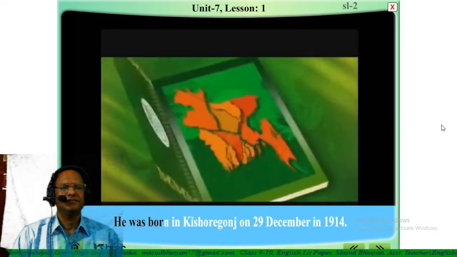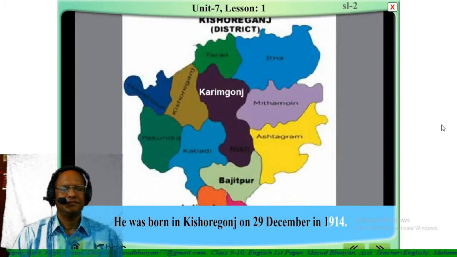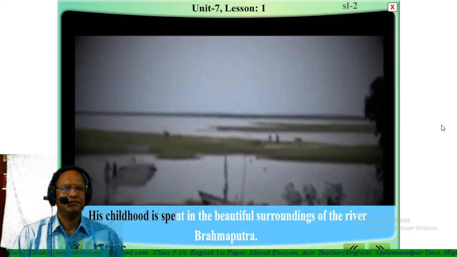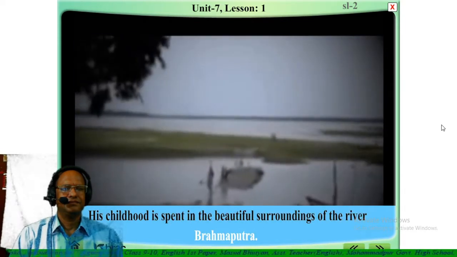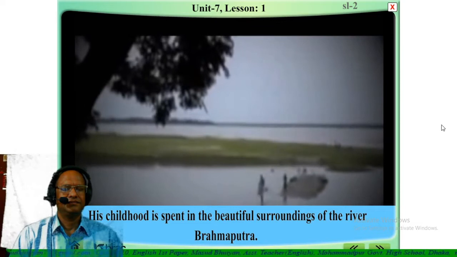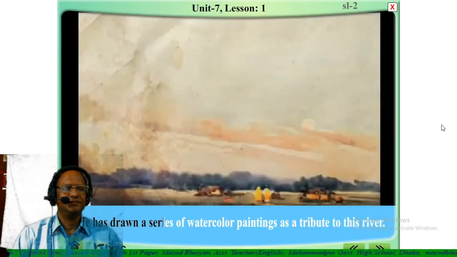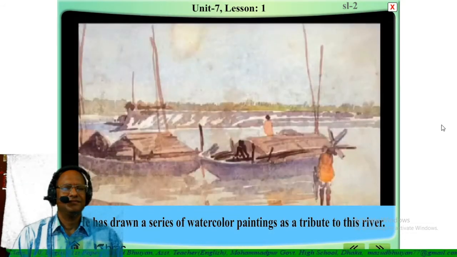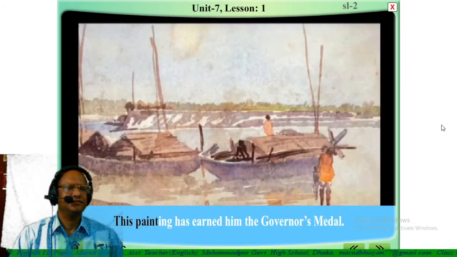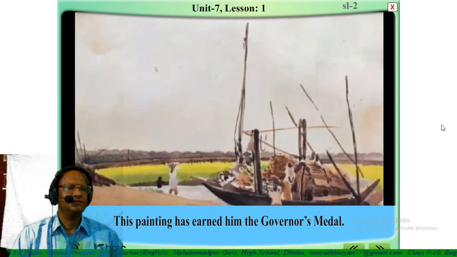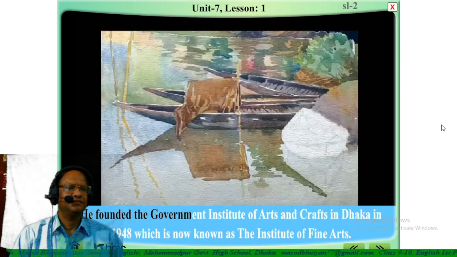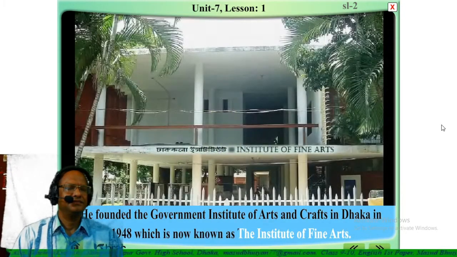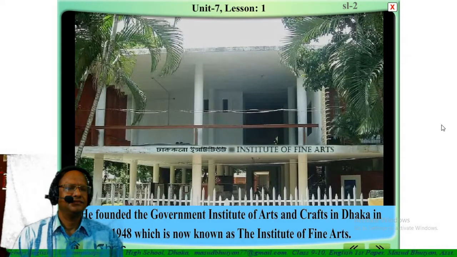He was born in Kishorganj on 29 December in 1914. His childhood is spent in the beautiful surroundings of the river Brahmaputra. He has drawn a series of watercolor paintings as a tribute to this river. This painting has earned him the Governor's Medal. He founded the Government Institute of Arts and Crafts in Dhaka in 1948, which is now known as the Institute of Fine Arts.